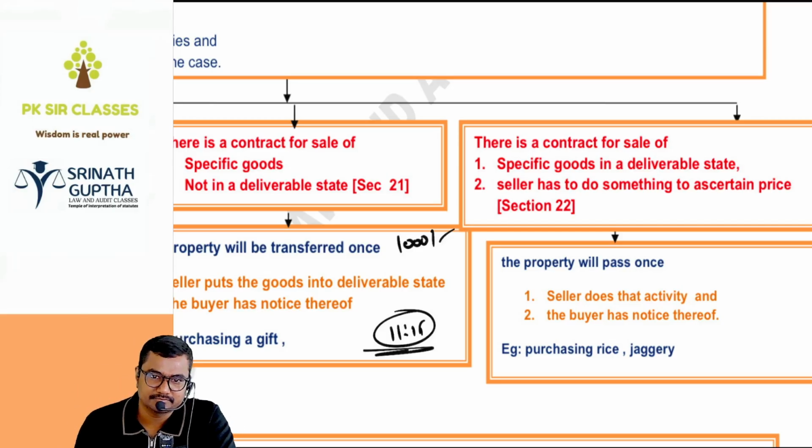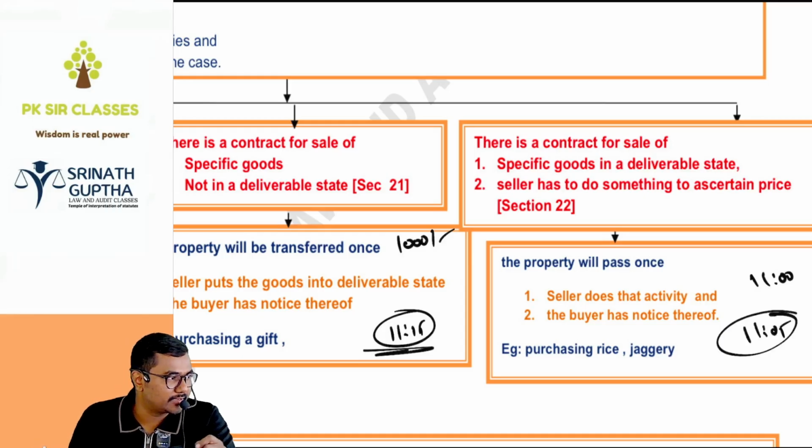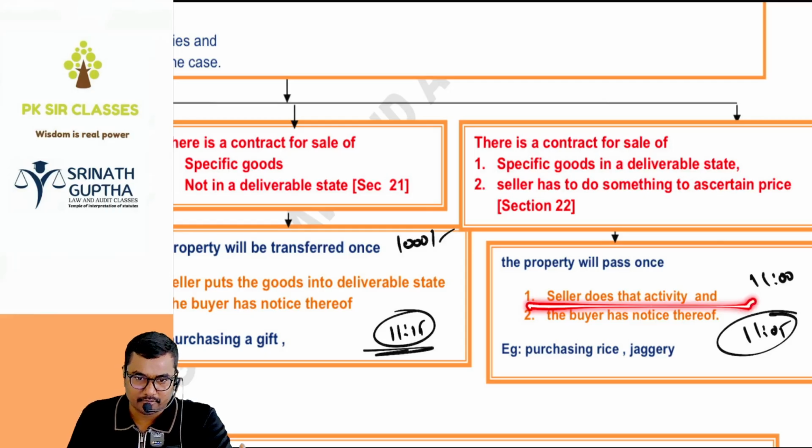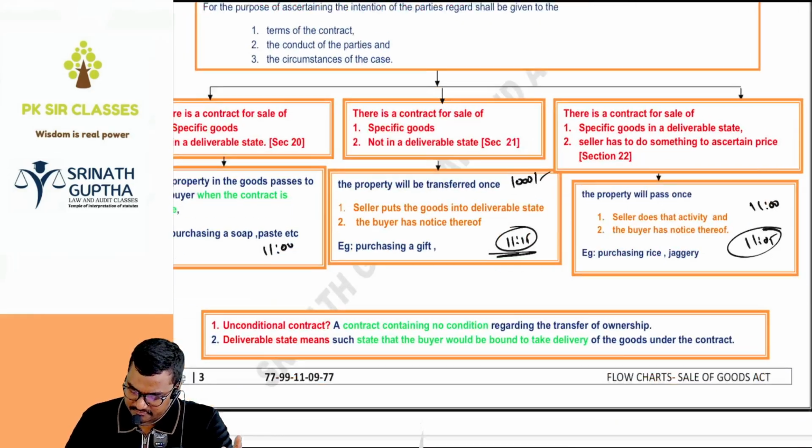She was asking at 11 o'clock, but I kept it on the weighing machine at 11:05. I said, this is 500 grams, you have to give 20 rupees. So ownership will be transferred when the seller does that activity, keeping it on the weighing machine, and the buyer has the knowledge. I said to Rajini, it is 500 grams, you have to give 20 rupees. Ownership will be transferred.